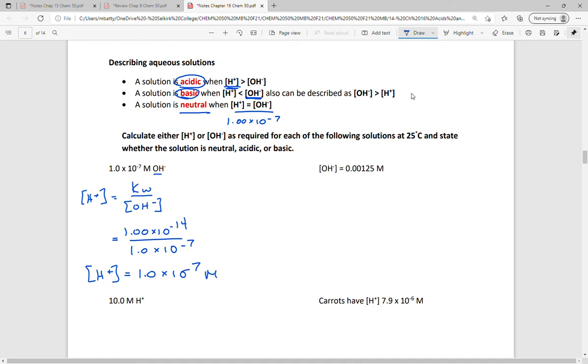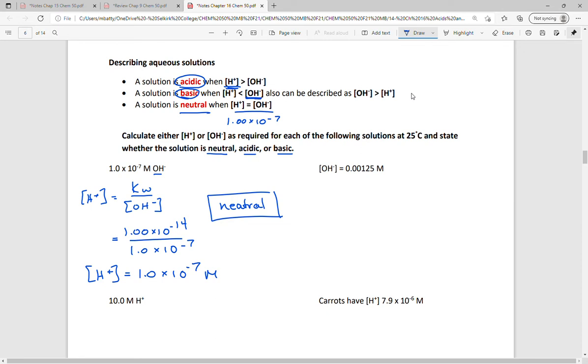And again, to say whether it's neutral, acidic, or basic, we compare those two concentrations. So in this case, the two concentrations are the same. It's an equal concentration, which is how a neutral solution would be defined. So this would be neutral, not acidic or basic. Let's do the next one over here.